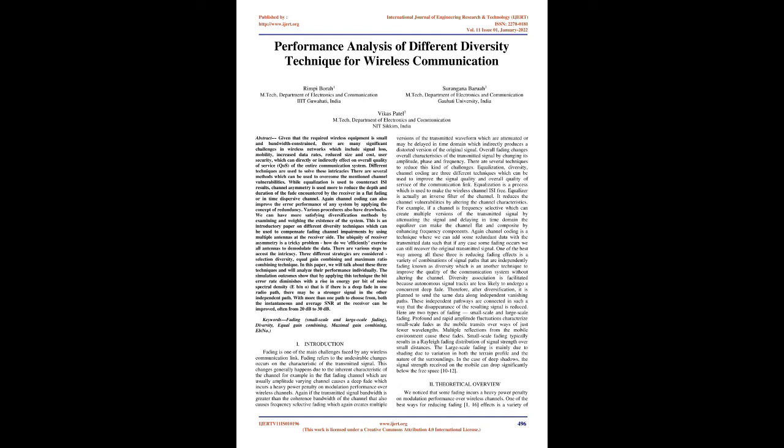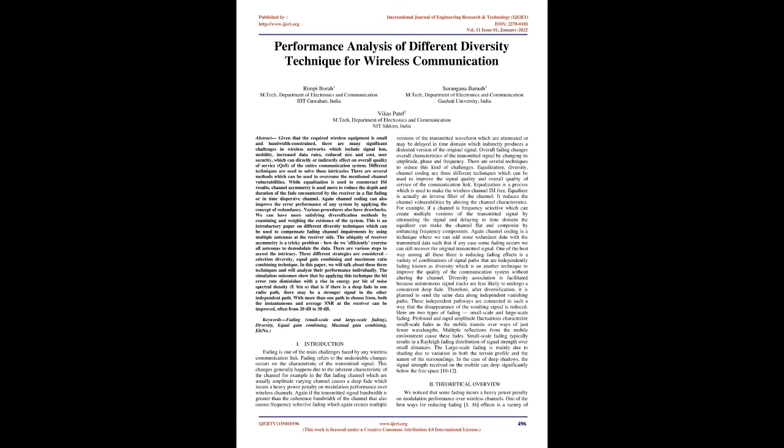We can have more satisfying diversification methods by examining and weighing the existence of the system. This is an introductory paper on different diversity techniques which can be used to compensate for fading channel impairments by using multiple antennas at the receiver side. The ubiquity of receiver asymmetry is a tricky problem. How do we efficiently exercise all antennas to demodulate the data? There are various steps to address the intricacy. Three different strategies are considered: selection diversity, equal gain combining and maximum ratio combining. In this paper, we will talk about these three techniques and analyze their performance individually.